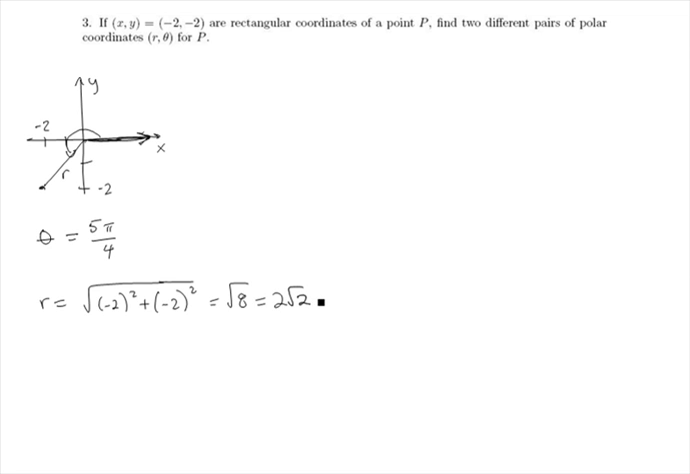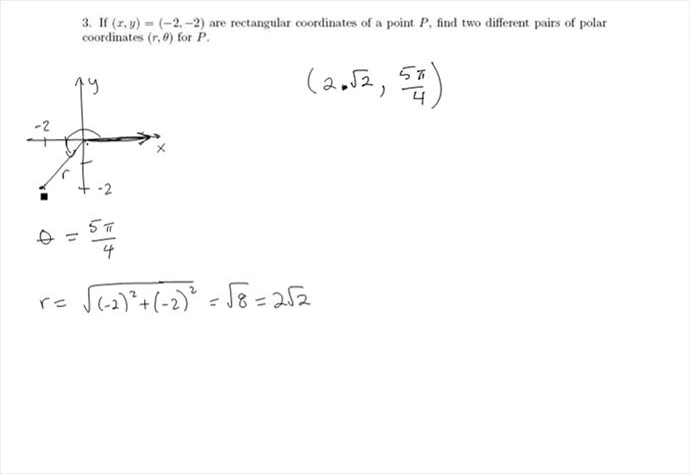So one way to write this point in polar coordinates is to call it the point 2 radical 2, 2 times radical 2, comma, 5 pi over 4. So the angle is 5 pi over 4 from the polar axis, and then we're a distance of 2 radical 2 away from the pole.